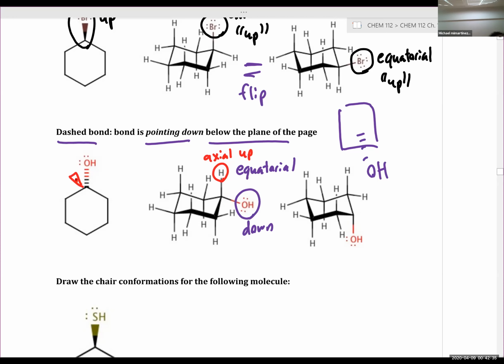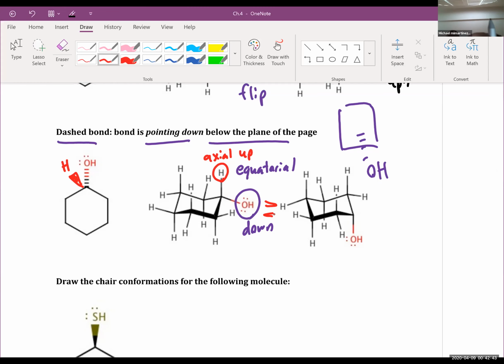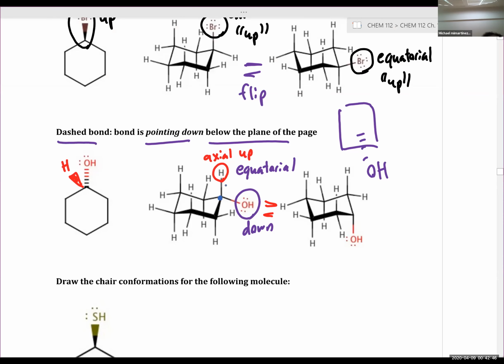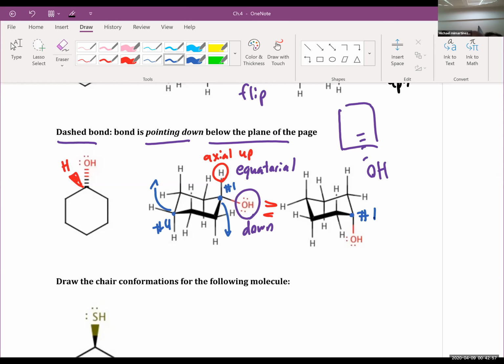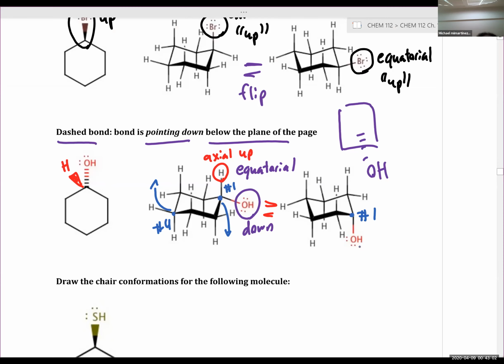So we can think of it as if our hydrogen has the wedge. And after a ring flip, just as a reminder, carbon number 1 is brought down and carbon number 4 is brought up. So at carbon number 1, now our OH, which was originally equatorial down, is now in the axial down position.